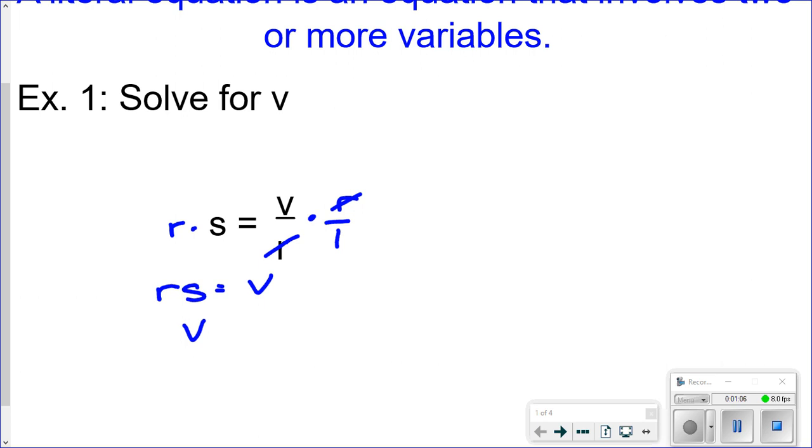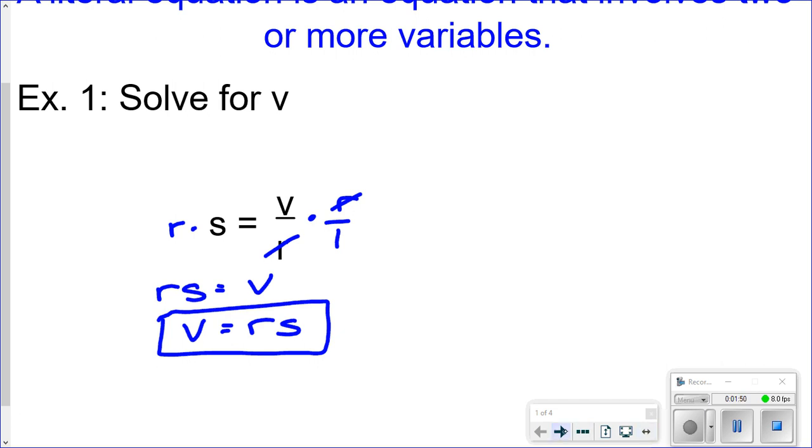And then all you need to do is flip that around and write v equals rs. And rs means r times s. And that's it. That's the answer. Now, let's say for whatever reason this came out as sr. In general in algebra, we like to have things in alphabetical order. So you should put these in alphabetical order. R comes before S, right? Q-R-S-T, yes. So v equals rs would be your answer. So it's not so bad, right? Question?